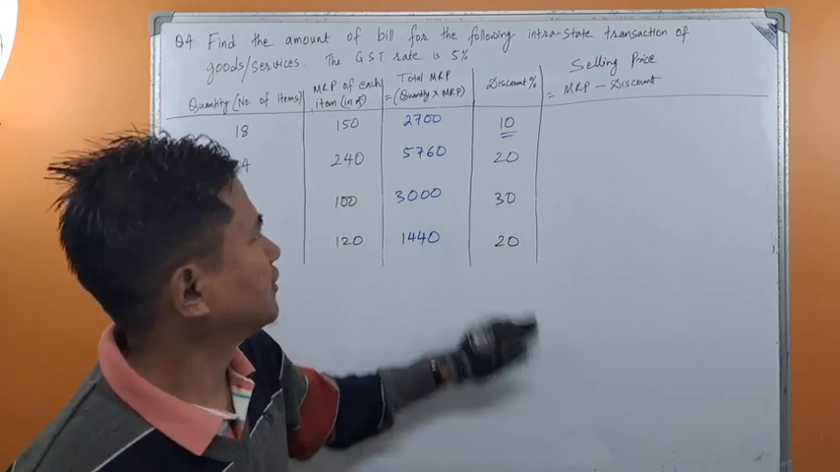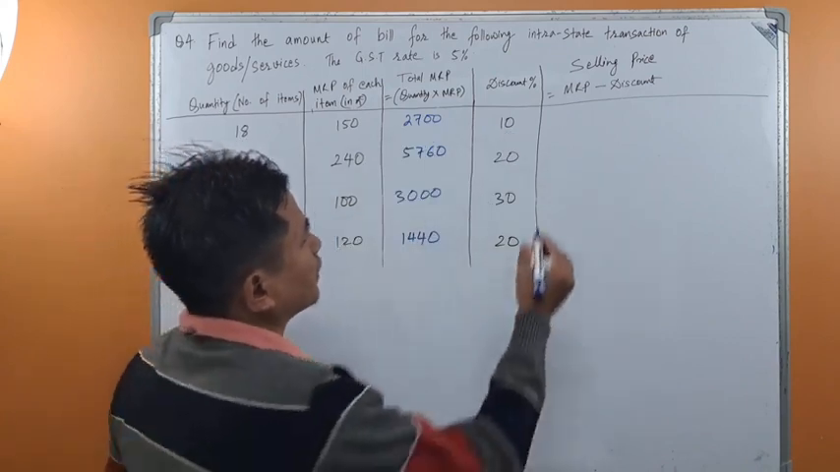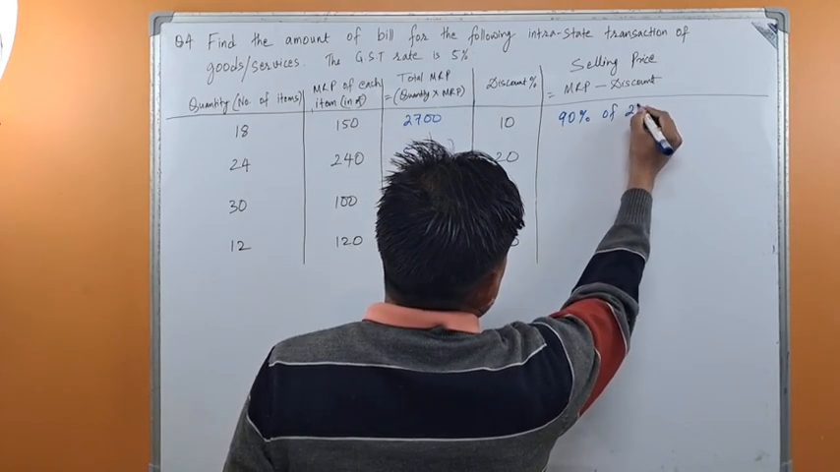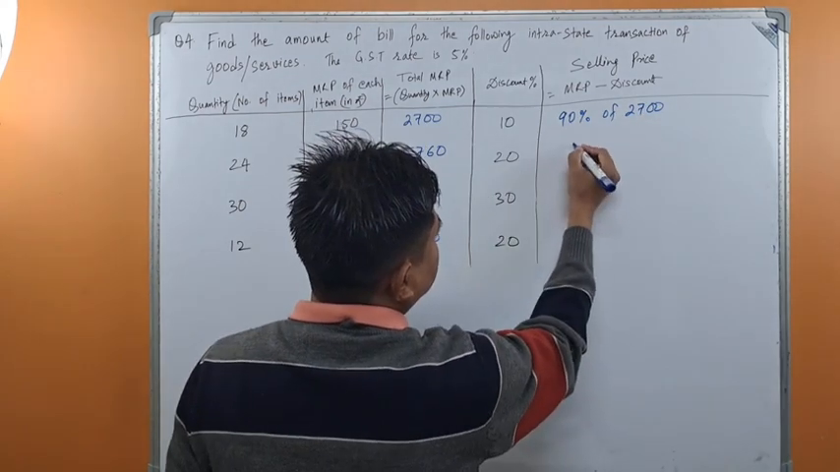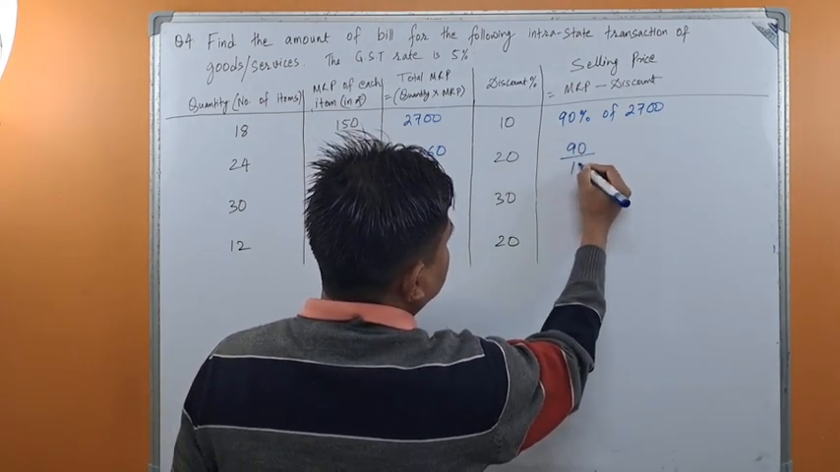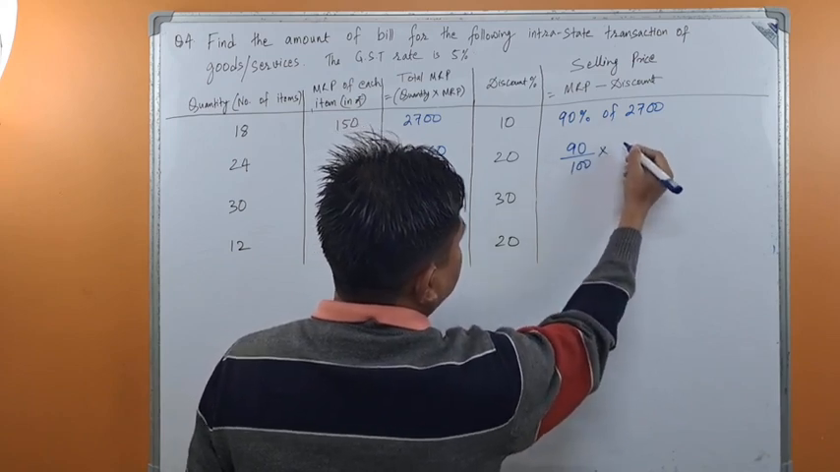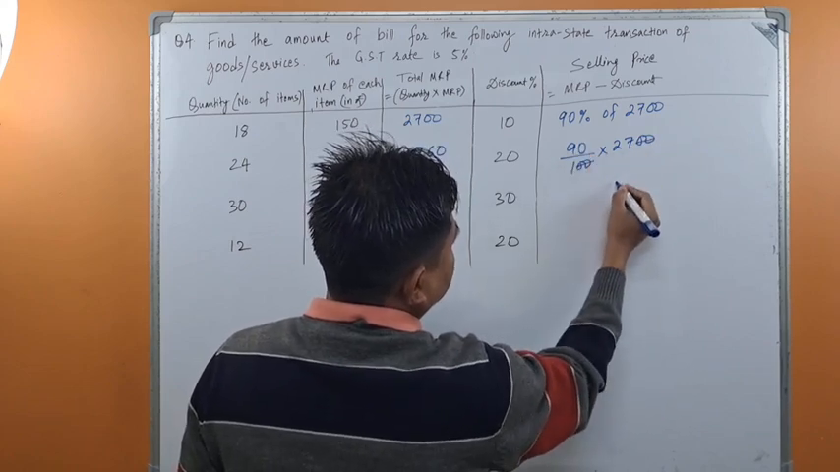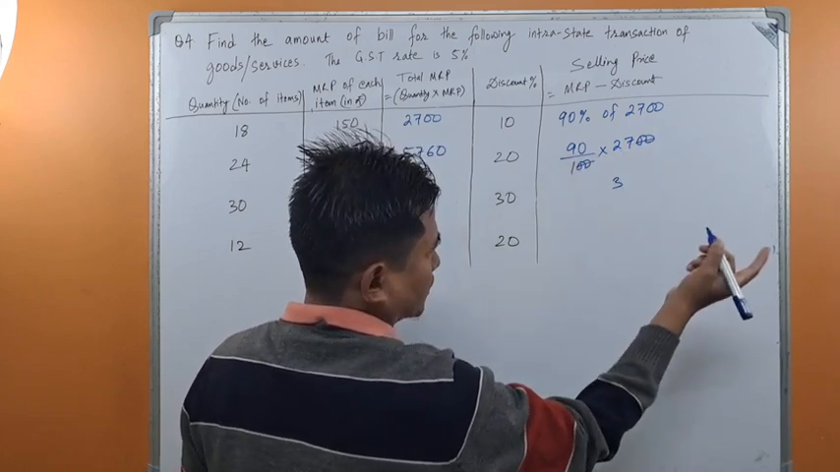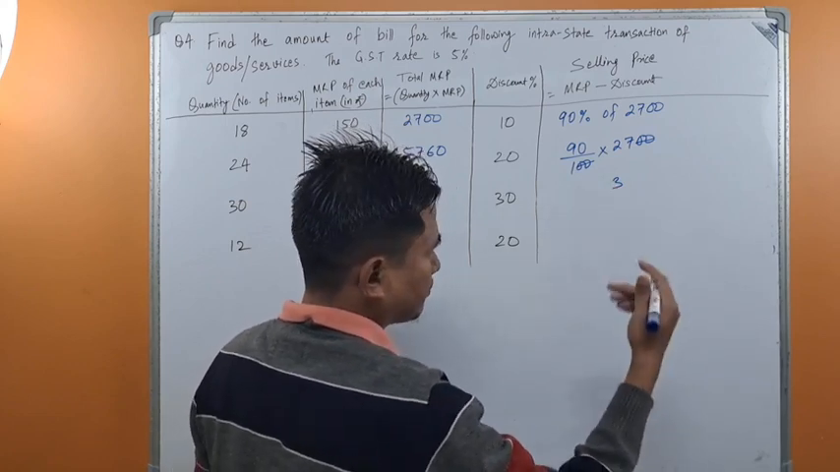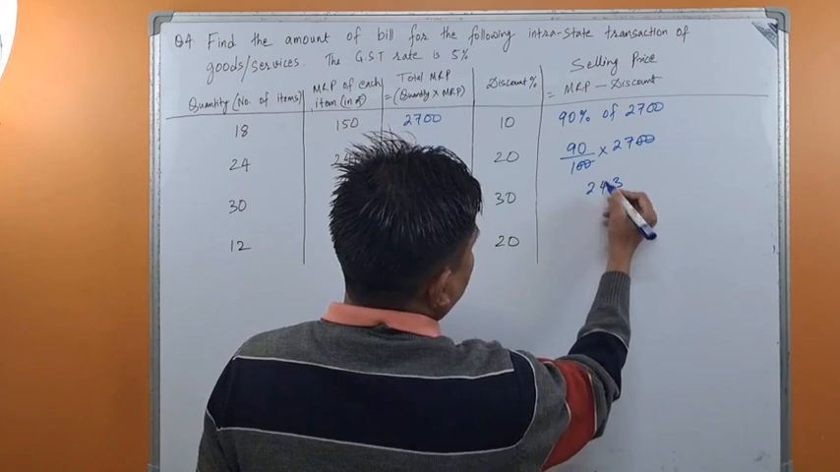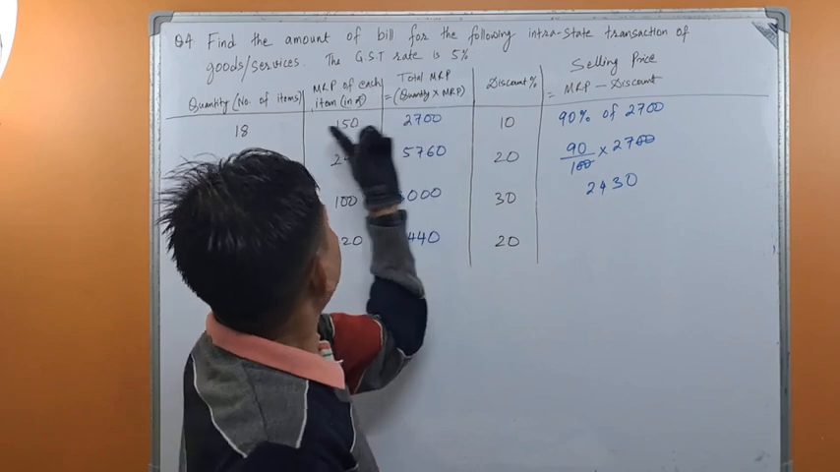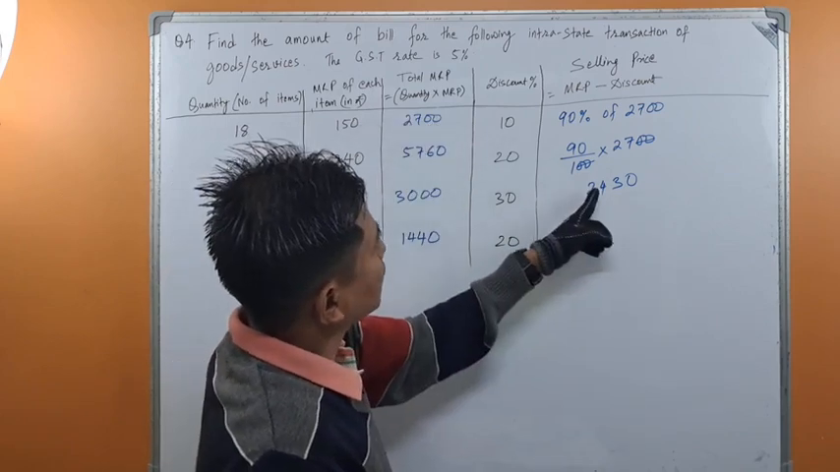So let us calculate this. 90% of 2700, isn't it? So 90% means 90. We remove the sign of percentage and introduce 2 zeros in the denominator. Of means into 2700. So we cancel these double zeros. 9 7s are 63, 9 2s are 18, 18 plus 6, 24. So this 0 we will write here, 2430. So the selling price of 18 items will be 2430.